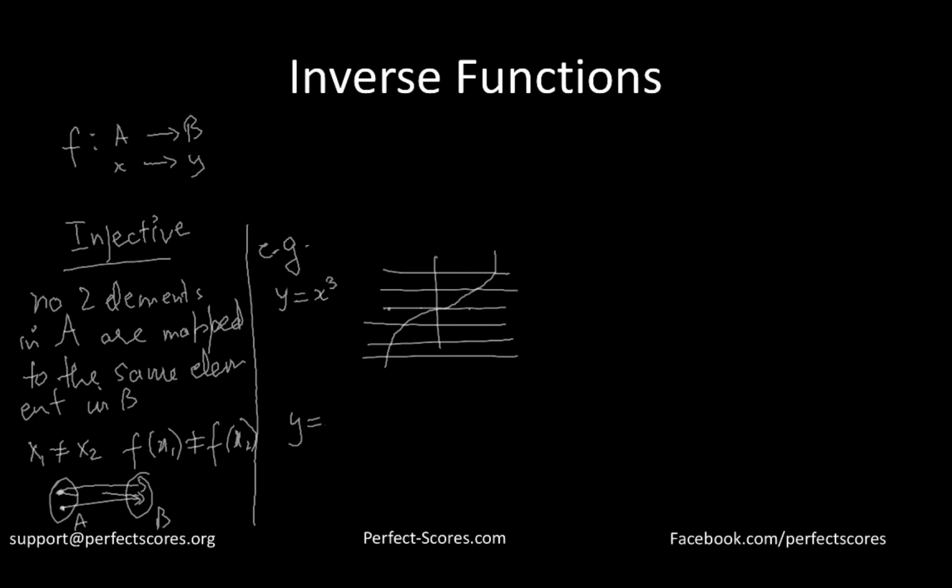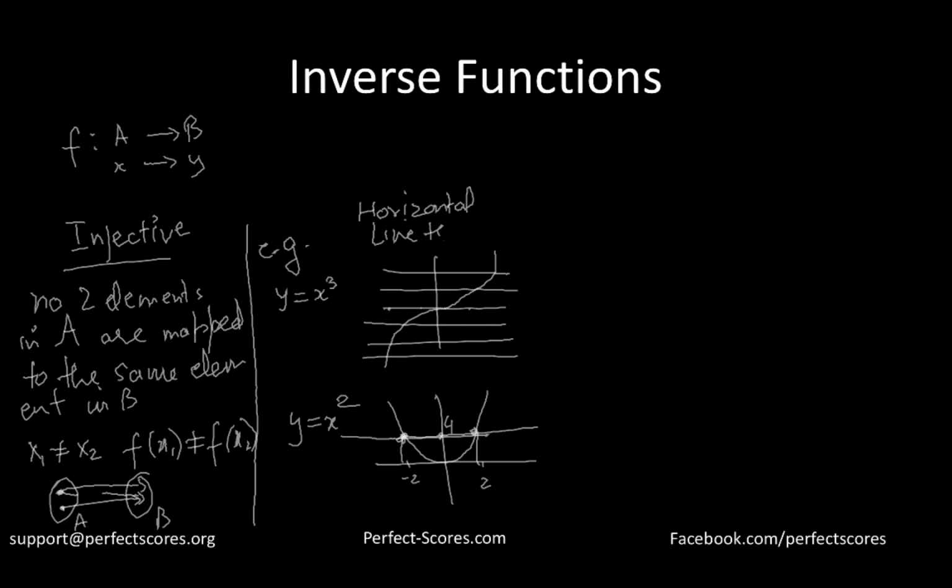On the other hand, let's suppose I have y is equal to x squared. This is not injective, because y is equal to x squared looks like this. As you can clearly see, x is equal to -2 and x is equal to 2 are both mapped to y is equal to 4. If I draw a horizontal line, it's going to cut the graph at 2 points, which means it is not an injective function. This is what I call the horizontal line test. If a function has to be injective, it has to pass the horizontal line test, which means that any horizontal line will cut the graph at a maximum of 1 point.